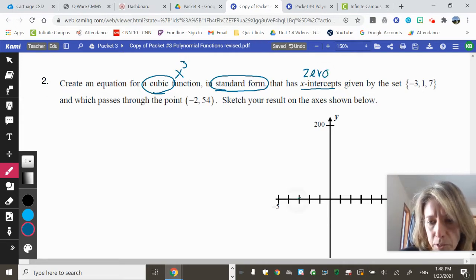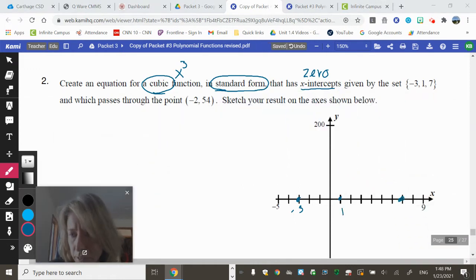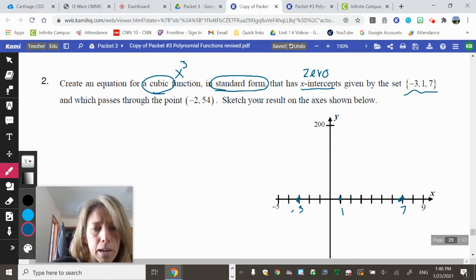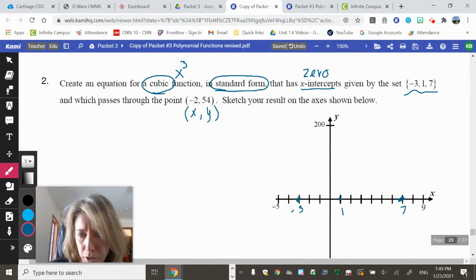And since they give them to us, I'm going to go ahead and plot those right now on the graph. This is -3. We have +1 and +7. All right, so we have these. And we also have to have it pass through this point, -2, and this is an xy coordinate, -2, 54. So -2, 54 would be right about here.